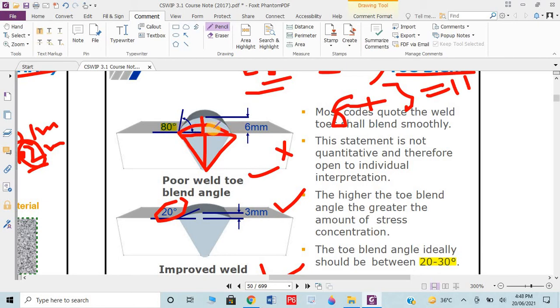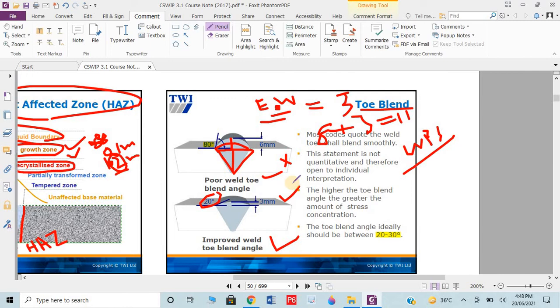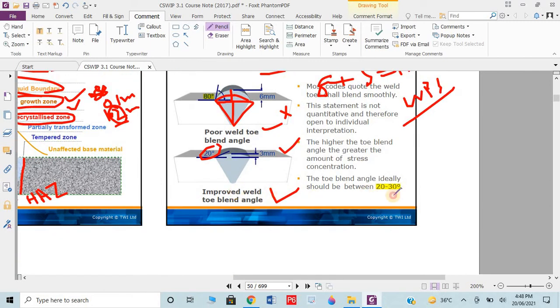That's why we need to educate our welders. Before welding, we need a specific angle and thickness as well. These are all things normally mentioned on the drawing as well as the WPS, if the WPS is specifically for that job. 20 to 30 degrees is normally acceptable. This is also an examination point of view: how much of an angle of weld toe is acceptable, 20 to 30 degrees.